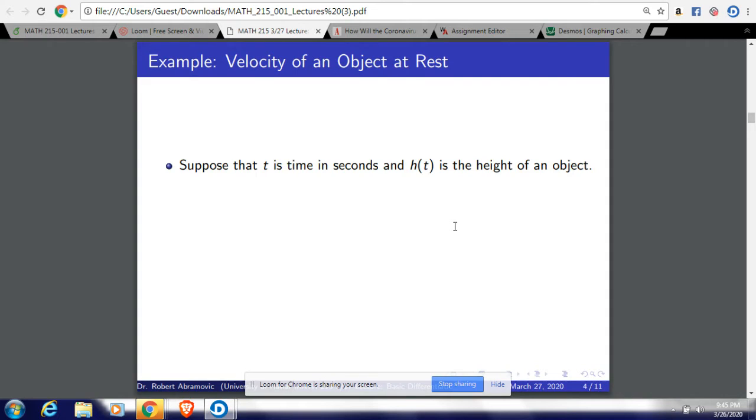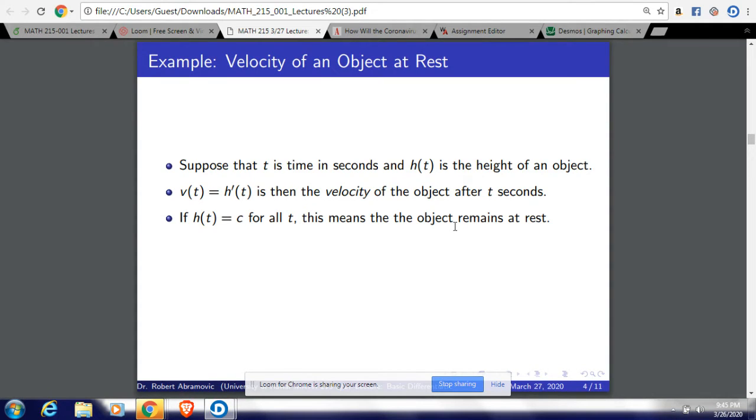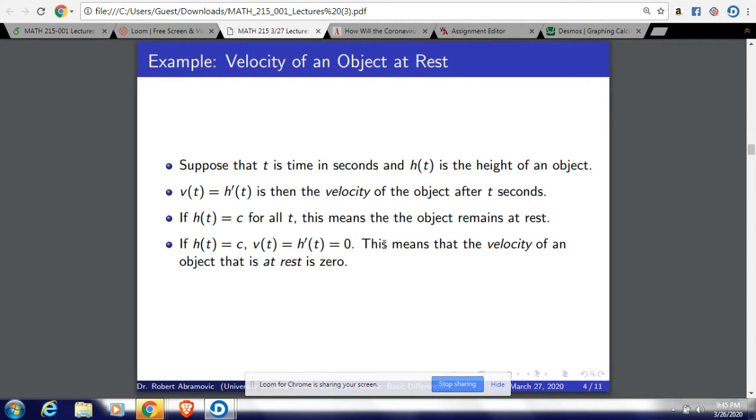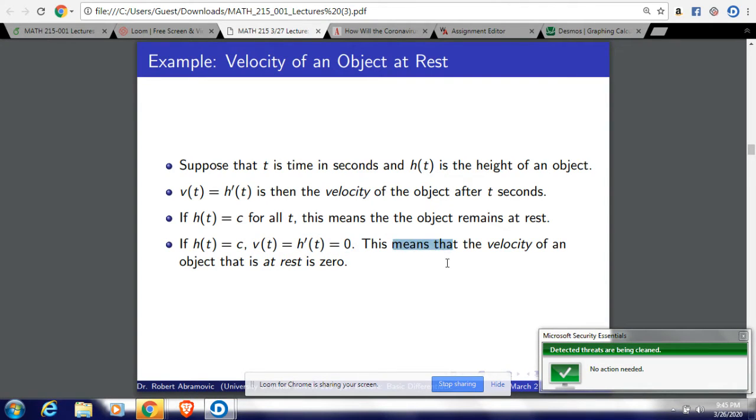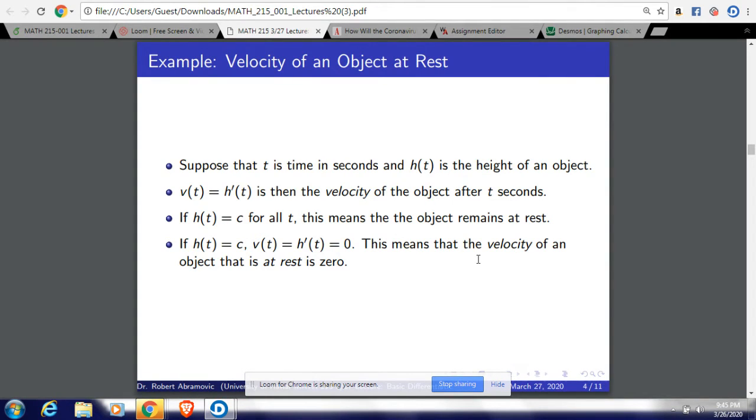So here's an example. Remember our example 2 in Monday's lecture, t is time in seconds, and h of t is the height of an object. Then h prime of t is the velocity of the object after t seconds. And if the height is constant, let's just say instead of dropping that eraser, it remained on top of the CN Tower in Toronto at 450 meters, then the object would remain at rest. In this case, the derivative of the height function, the velocity function, is 0. This means the velocity of an object that is at rest is 0. So it makes sense. An object's not moving, right? It doesn't have any velocity.